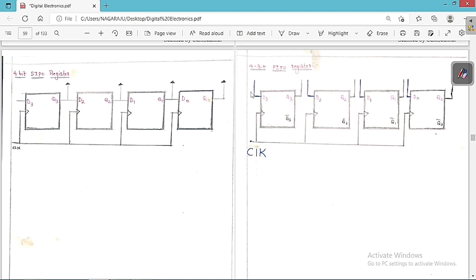Now we can see we are going to give the input for each and every flip-flop in a parallel fashion, and we are taking the output also in a parallel fashion. Because of this reason, it is called the parallel input and parallel output, because we are giving the input parallelly and taking the output parallelly. This is the point that you always have to keep in mind. So the circuit needs a parallel input and parallel output.